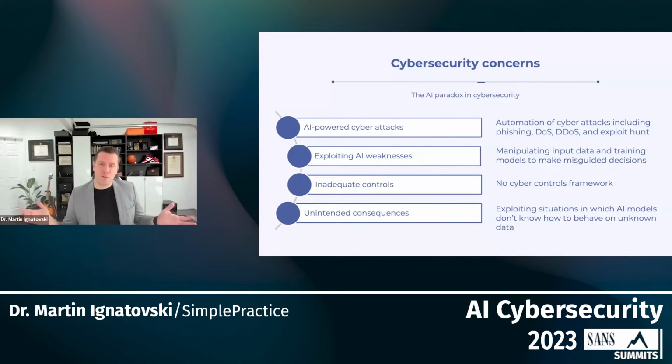Think about it. What if I fed my model with all the wrong data? Or what if I fed someone else's model with all the wrong data? Are you still going to rely on that? How do you know? What if I found the repository or the source of that data? What are some of the controls? Right now, commercial products don't have adequate controls or a real cyber control framework. And then finally, there are unintended consequences, in which AI models don't know how to behave on unknown data. We saw some issues with the Bing search and others, but what is that challenge there?